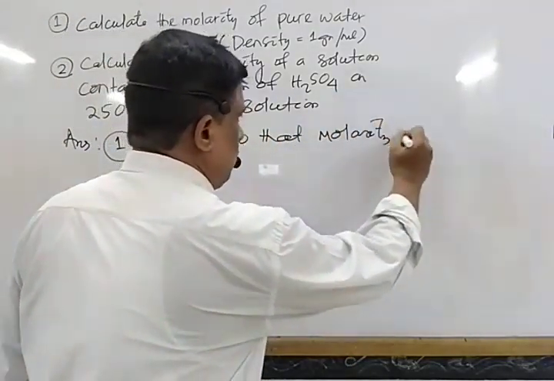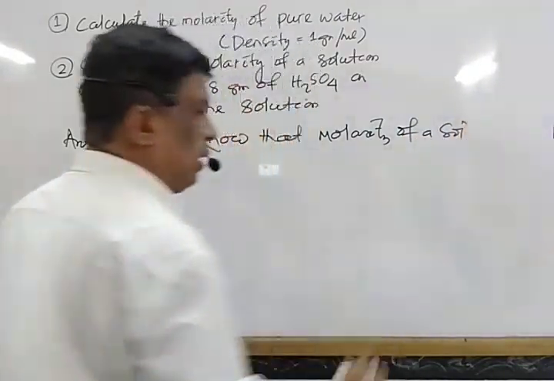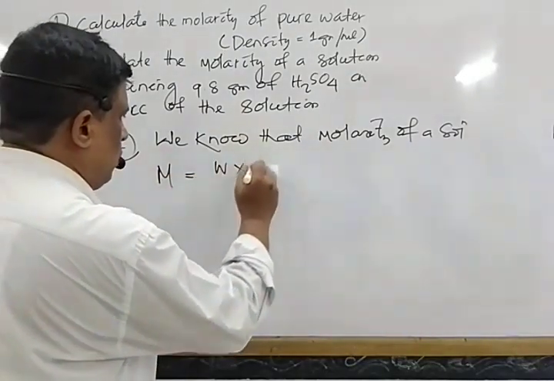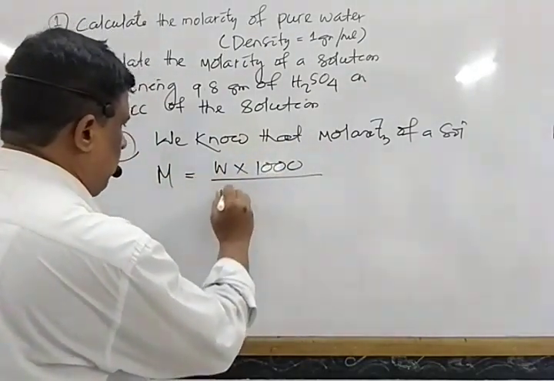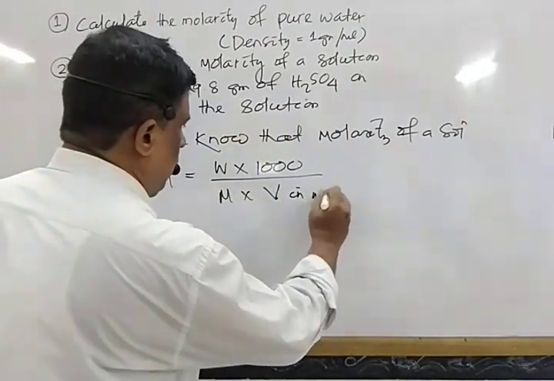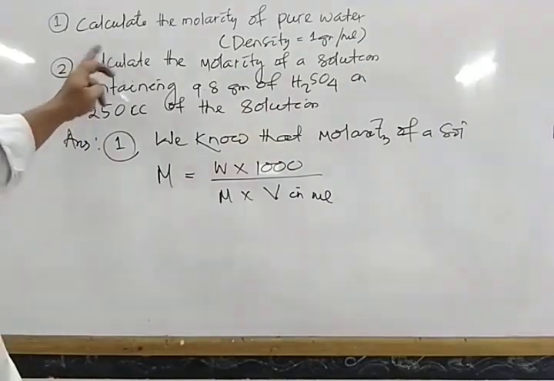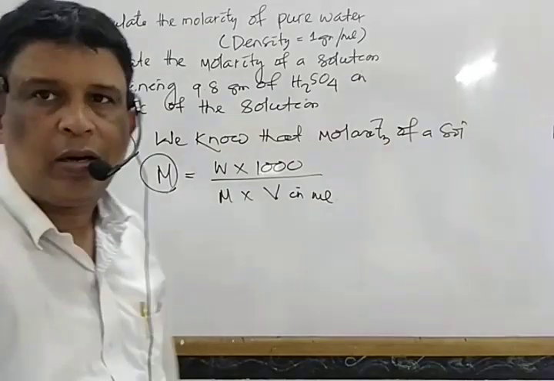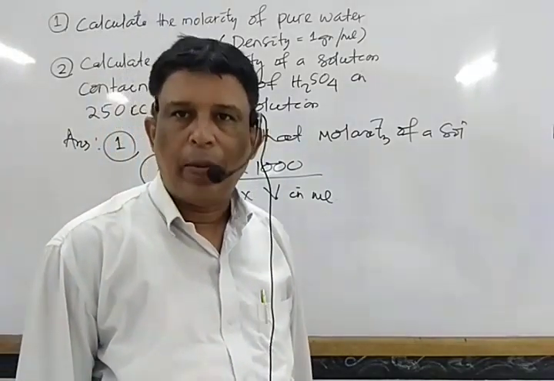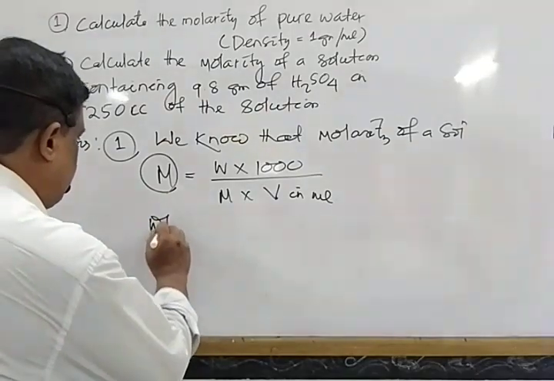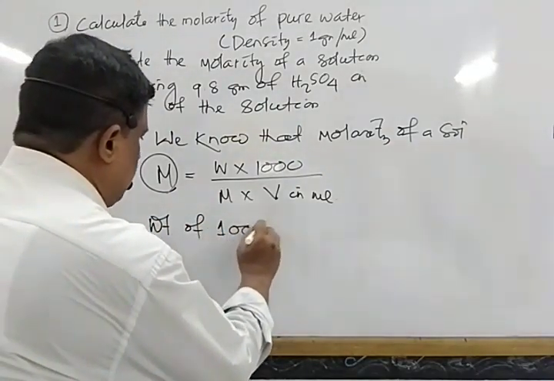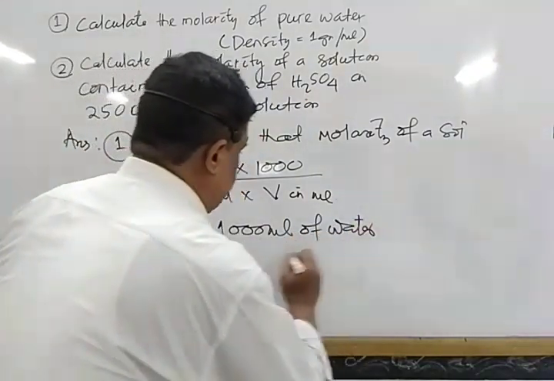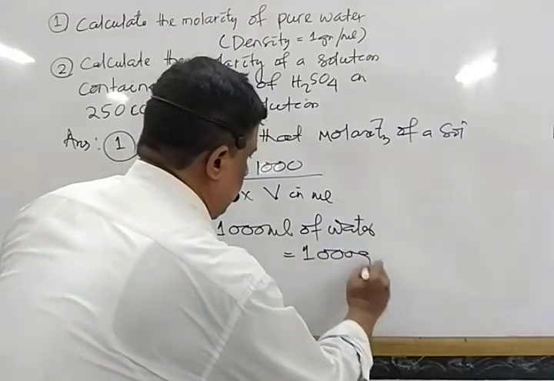We know that the molarity of a solution, M, is equal to W into 1000 by M into volume V in ml. What are the data given? Mark that. We have to calculate the molarity. Weight, let it be taken per liter, that means the weight of 1000 ml of water. Here, the weight of 1 liter or 1000 ml of water is equivalent to 1000 gram.